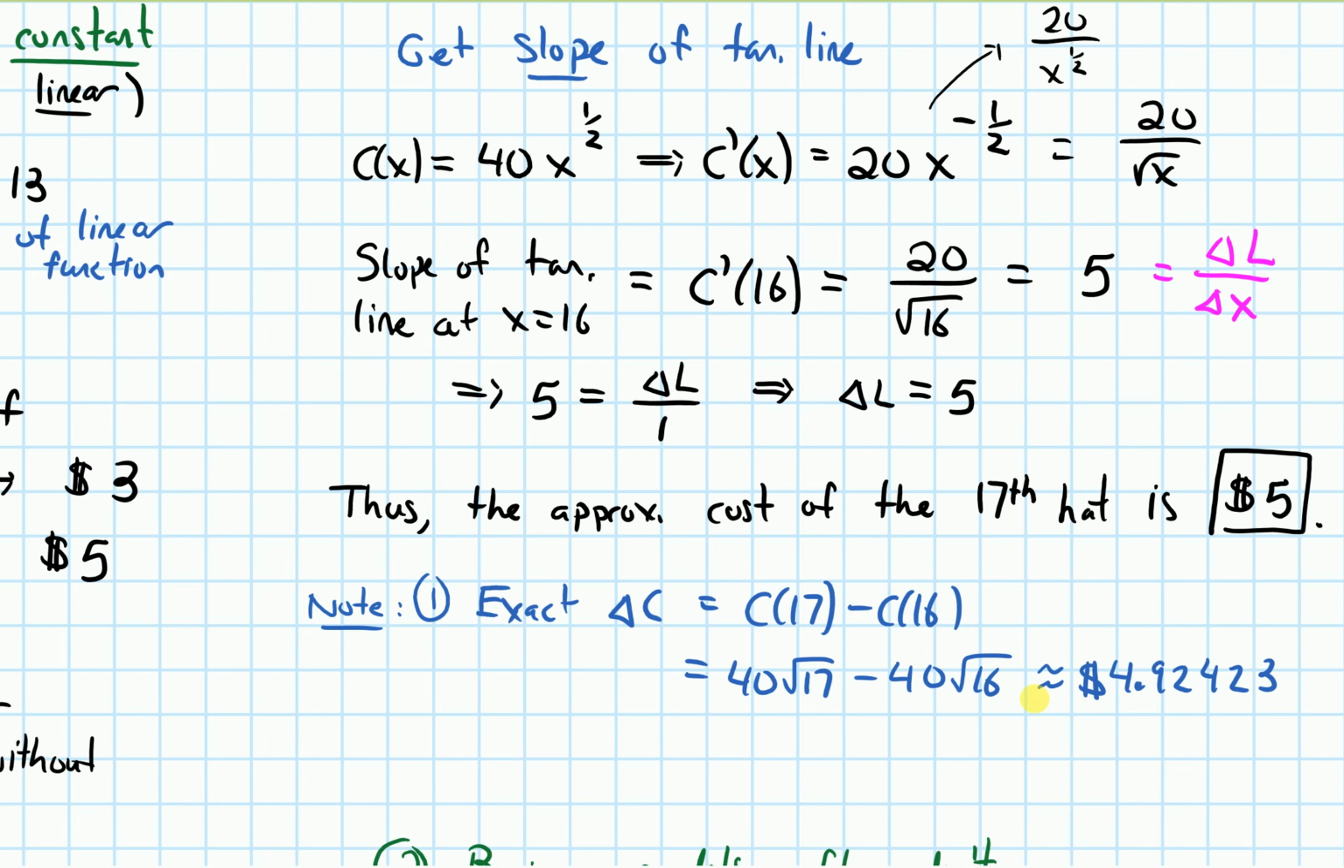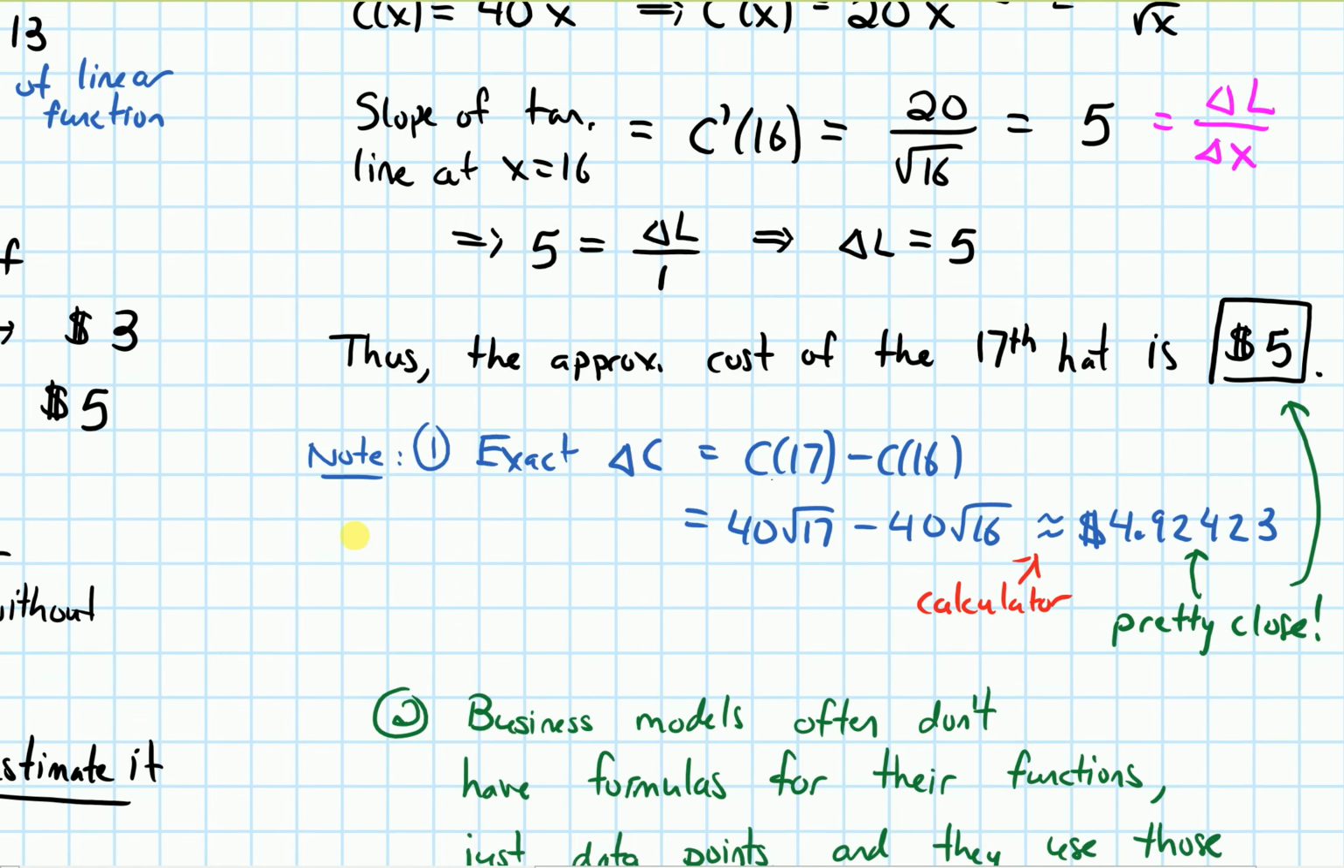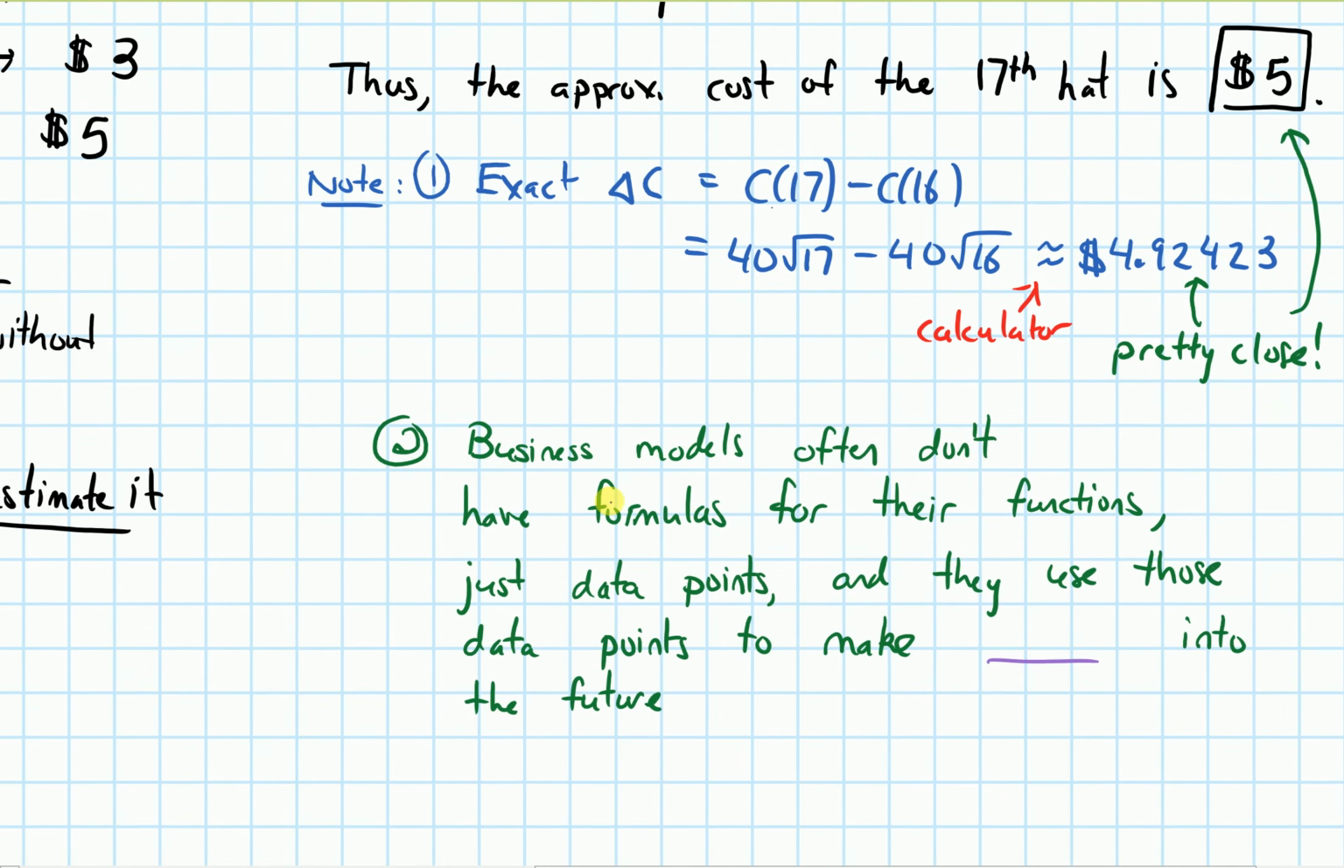Okay, and I did this with a calculator. So this is pretty close. So what we got using our tangent line is pretty close to the exact value using a calculator. Okay. So if we have calculators though, why don't we just use them to figure out stuff like this? Like, why bother with tangent lines and approximating? And the reason behind that is we don't always have formulas for functions in the real world. So specifically with business and econ models, we often don't have a formula for functions that we're looking at.